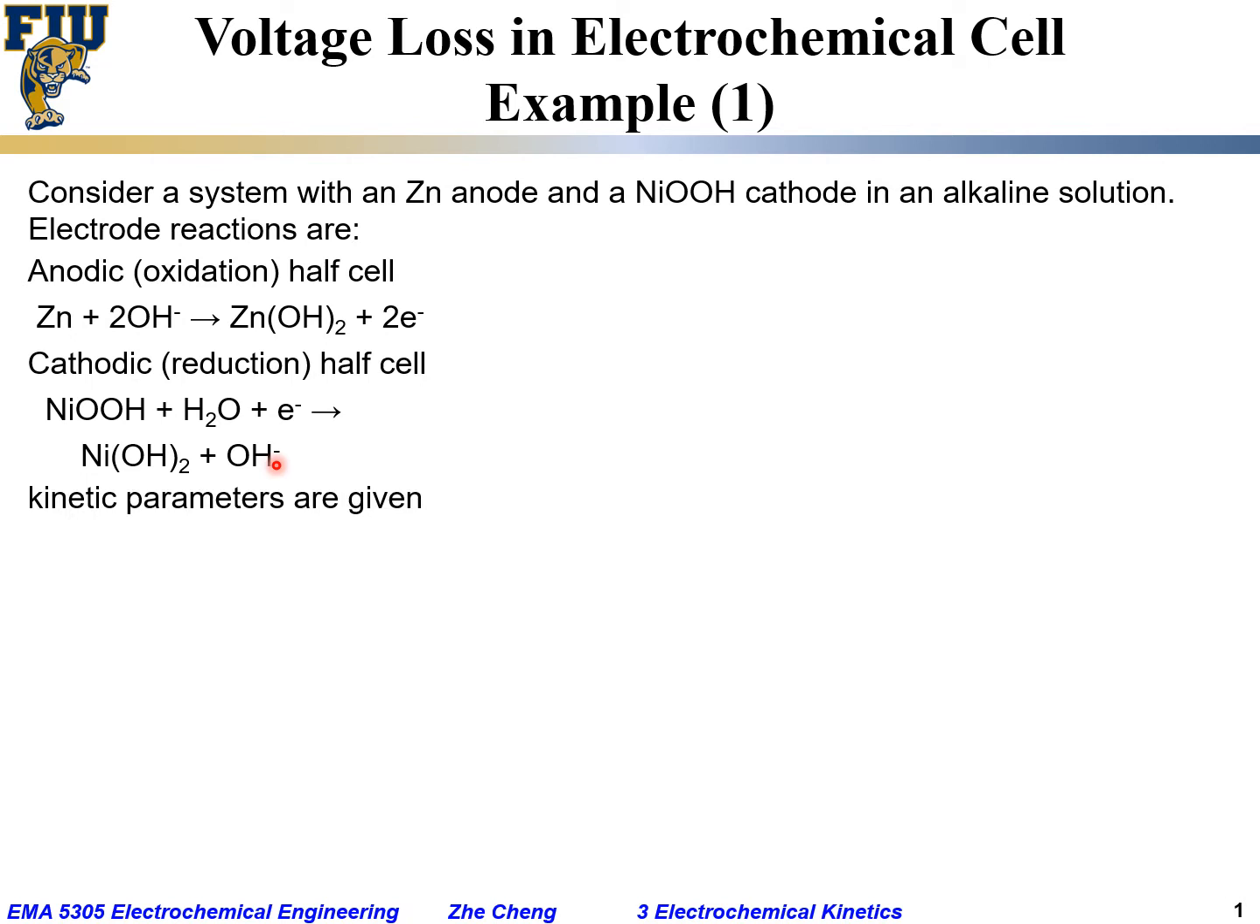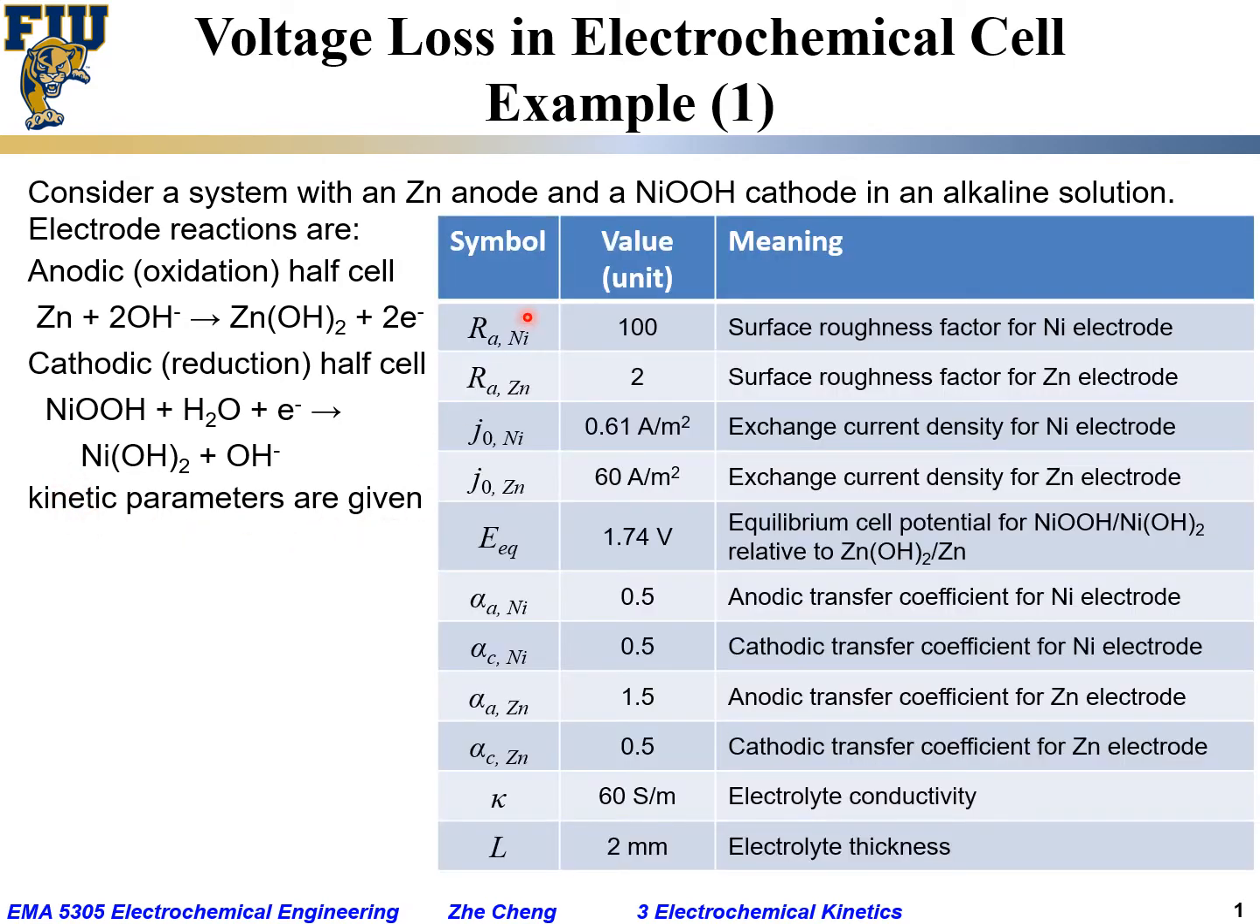Okay. If you want, you can try to write the full cell reaction. And don't forget, when you go from half cell reaction to full cell reaction, you have to make sure there's no electrons left in the overall reaction. Okay, so for such an electrochemical cell, the kinetic parameters are given in this table. So we have different parameters. The first column is symbol. The second column is the value and the unit for the different variables. And the third column is for the physical meaning.